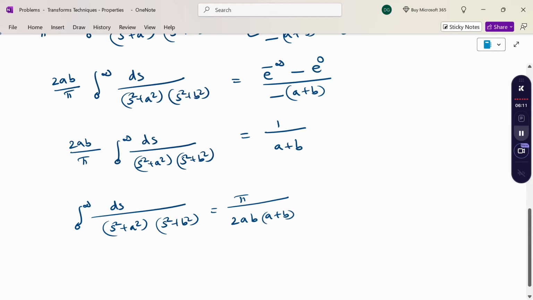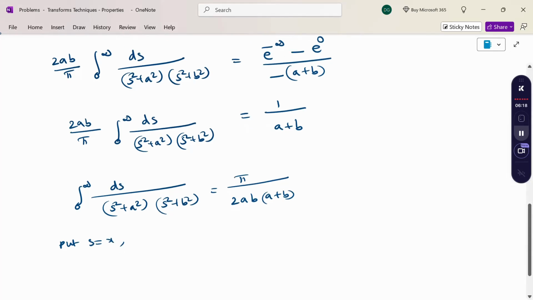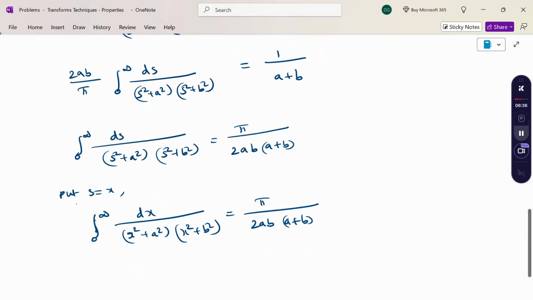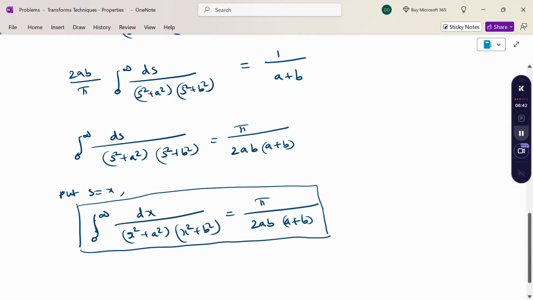But the result should be in terms of x. Therefore the variable should change, s into x. The integral from 0 to infinity of dx by (x square plus a square)(x square plus b square) equals pi divided by 2ab (a plus b). So this is the first problem solution using properties of the Fourier cosine transform.